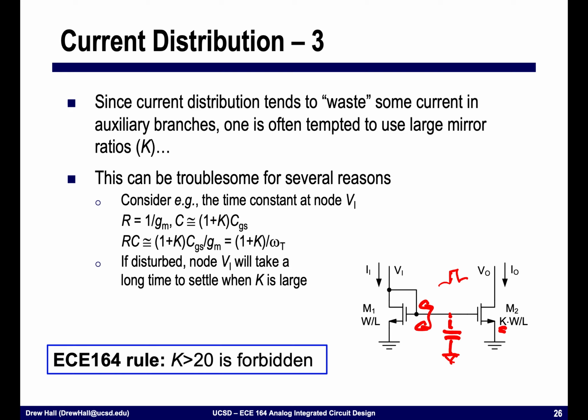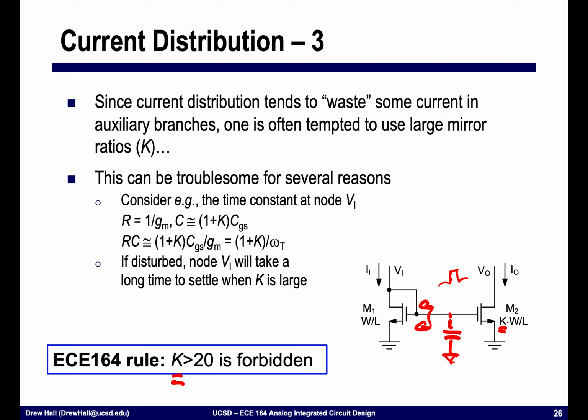The other reason that's practical to limit this is that if you think back on slide 3 or 4, when we were talking about unit devices, once we start to get a whole bunch of unit devices, it becomes harder and harder to match them and get them to all be that same unit device. We'll talk about process, voltage, and temperature variation, as well as its impact on these current mirrors in a subsequent lecture. So just know that in our class, we're going to limit K to be 20.